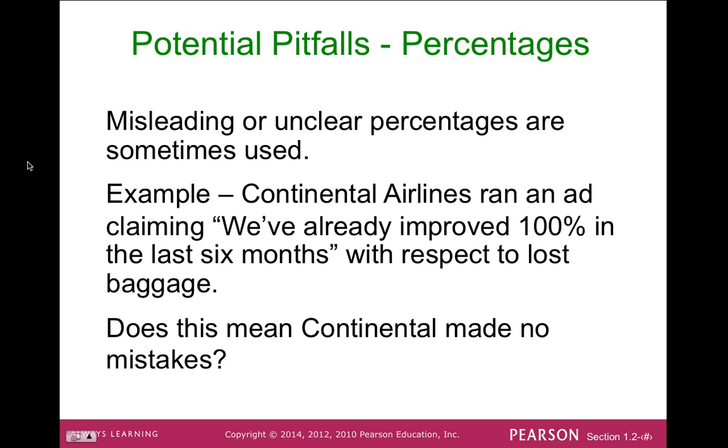I don't know the precise numbers from this study, as the slides here don't give them, but for example, let's say that in the past 30% of baggage was lost or delayed. If they reduced that to 15%, they've actually improved 100% over where they were. But that doesn't mean that they suddenly aren't losing baggage. They're still losing 15% of their baggage.